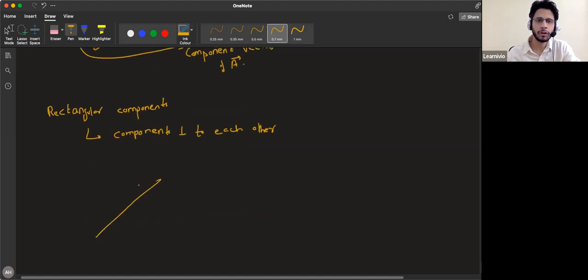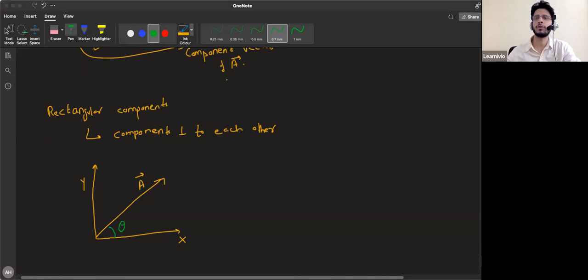So how to calculate rectangular components? This is vector A. This is the x-axis. This is the y-axis. This angle is theta. You can resolve this vector A into two parts. You can take one component along the x-axis and another component along the y-axis. The component along the x-axis will be A cos theta, and the component along the y-axis will be A sin theta.